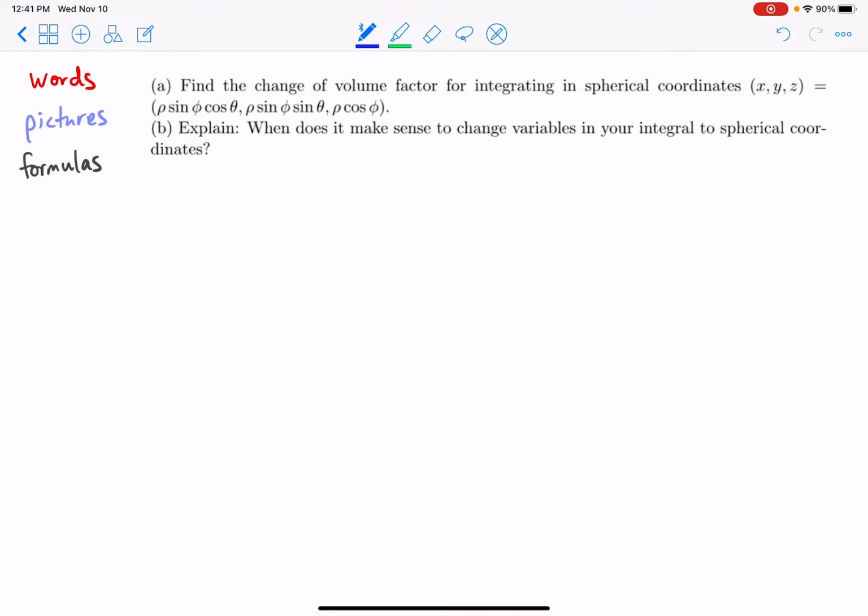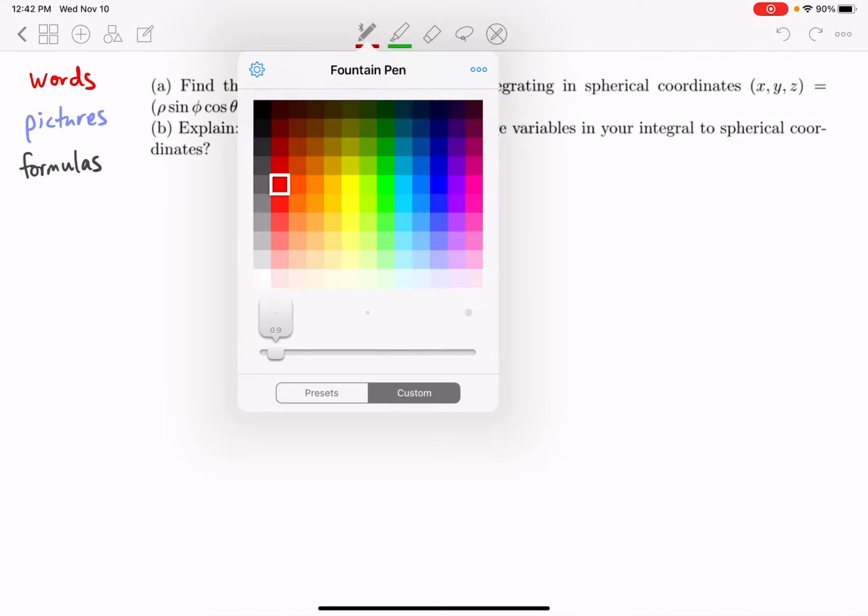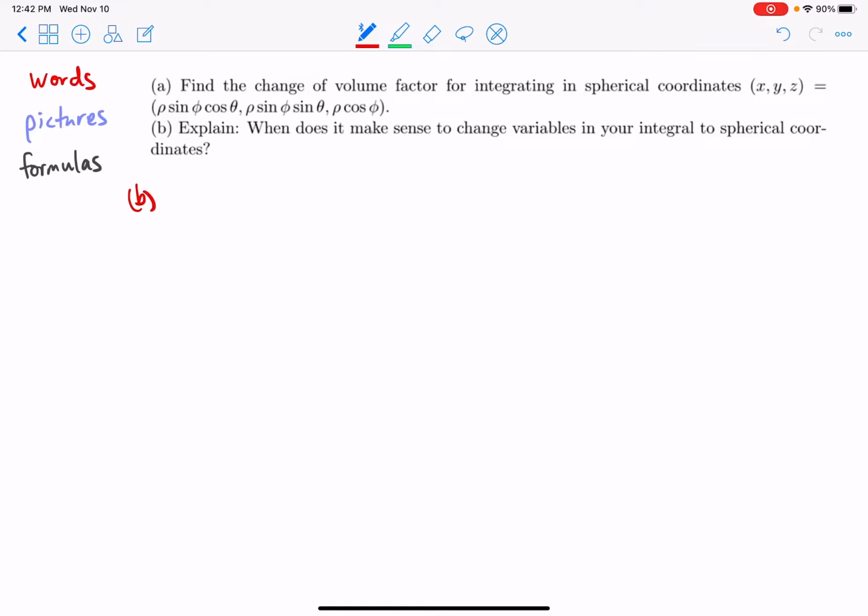Okay, hello everybody. So I'm actually going to do part B first. When does it make sense to change variables in your integral to spherical coordinates? So I'll start with words. There are two reasons. First reason, the region of integration, the region you're integrating over, becomes easier.